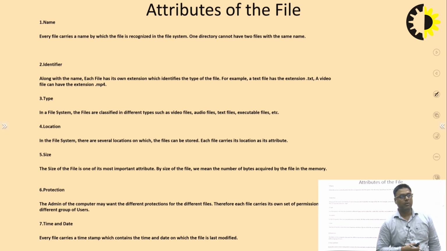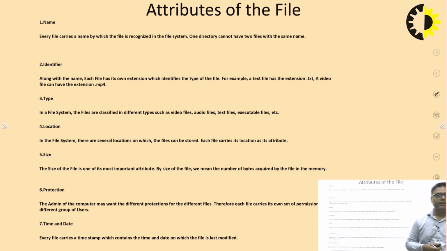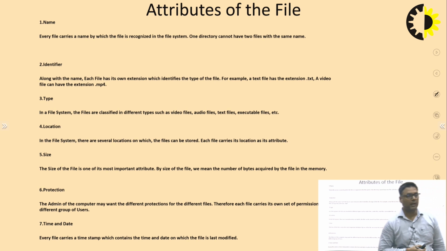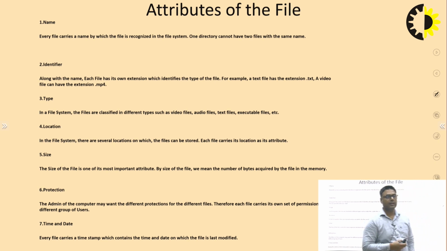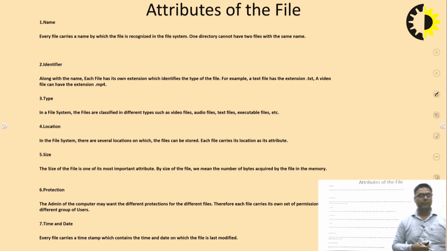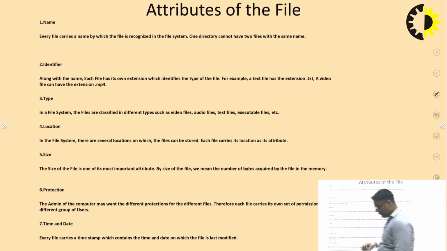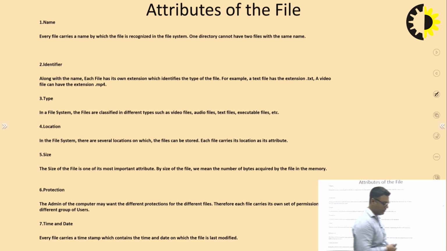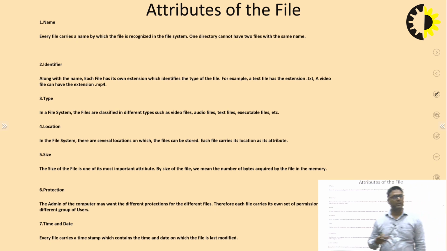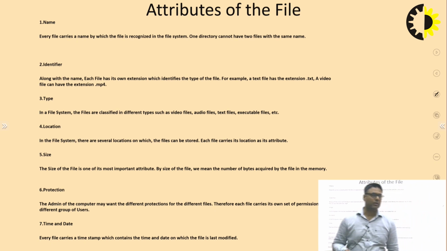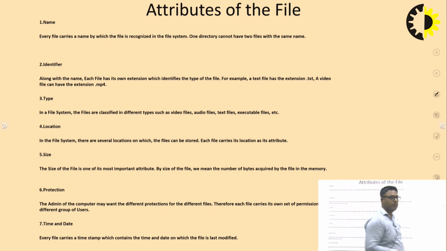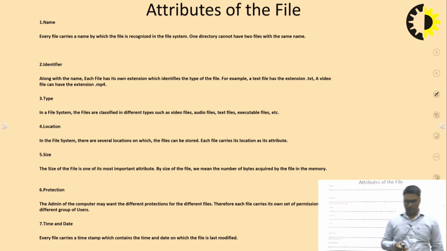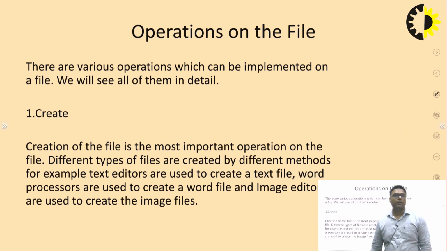Protection: the admin of the computer may want different protection for different files, therefore each file carries its own set of permissions for different groups of users. Time and date: every file carries a timestamp which contains the time and date on which the file was last modified. So all of you know some attributes of any file, because you have also created files and provided unique names, identifiers, locations, size, protection, and the time and date when the file was created.